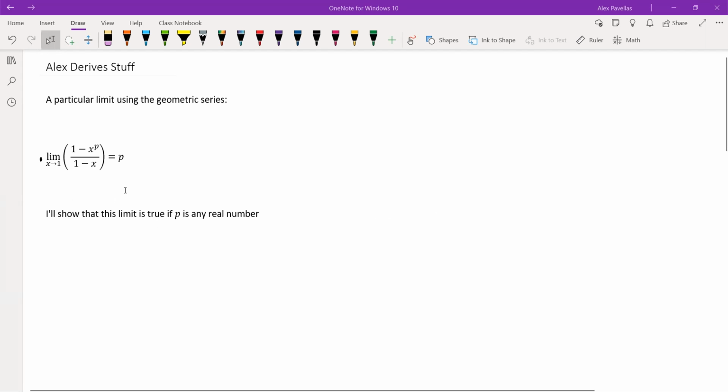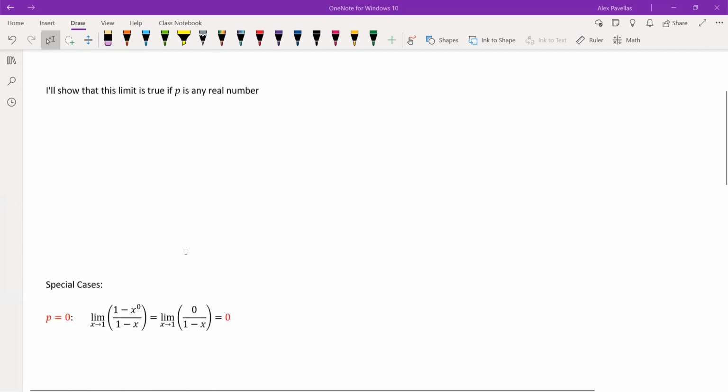So just to get you warmed up here, to get you used to this limit, I'll at least show you some specific cases that might convince you that this identity should hold. So the first special case is p equals 0. If I just plug in p equals 0 into that limit, then I get the limit as x approaches 1 of 1 minus x to the 0 over 1 minus x. Now, of course, x to the 0 is 1, no matter what x is. And so in this case, that numerator just becomes 0, and then we get 0 inside the parentheses, and if we let x approach 1, we get 0. So this holds if p equals 0.